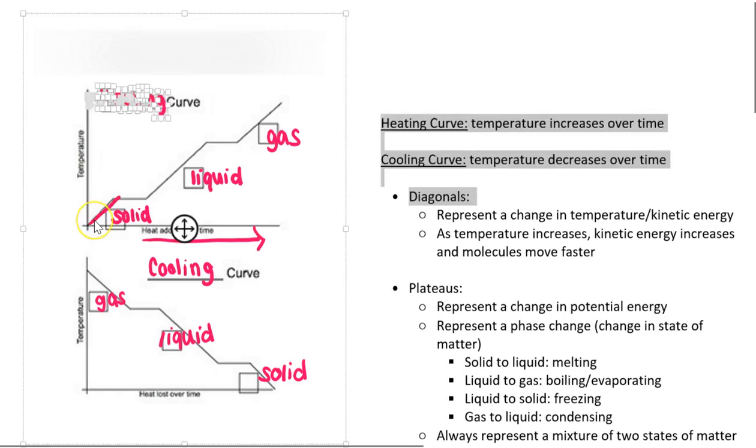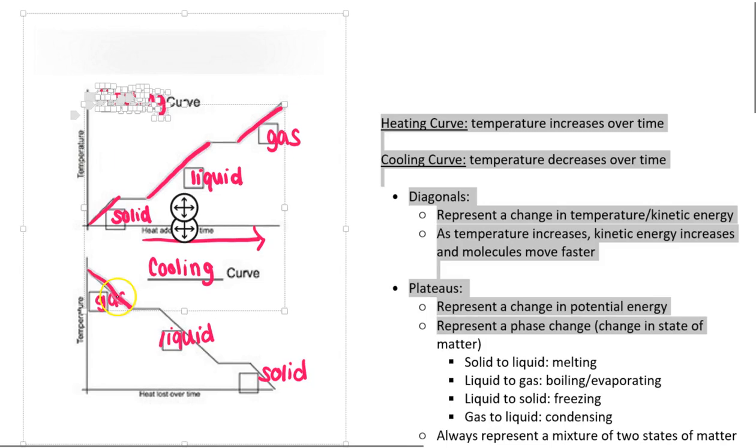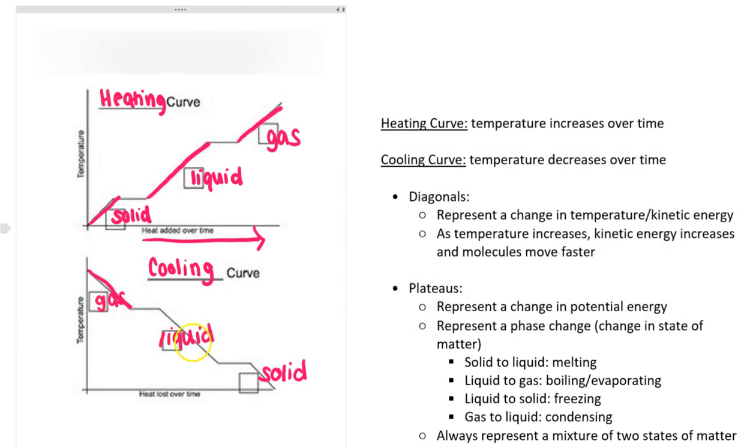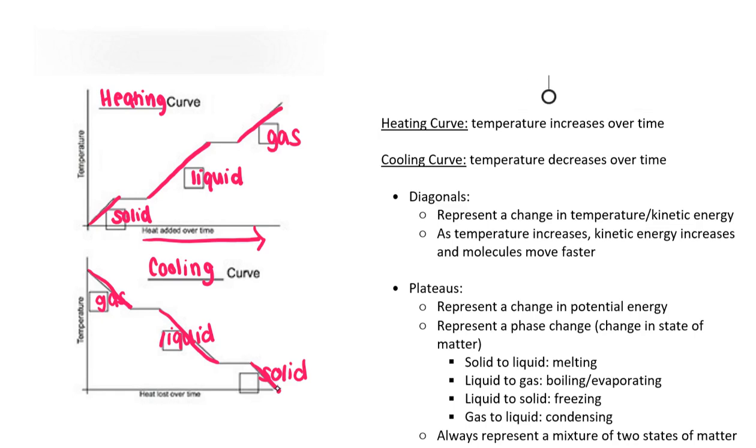Anytime that we have these diagonals, anytime that we have a change in temperature, this also is going to represent a change in kinetic energy. Kinetic sounds like movement. Anytime I have a change in kinetic energy, I have a change in temperature. So as our temperature increases, the molecules move faster, and therefore the kinetic energy is going to increase as well.